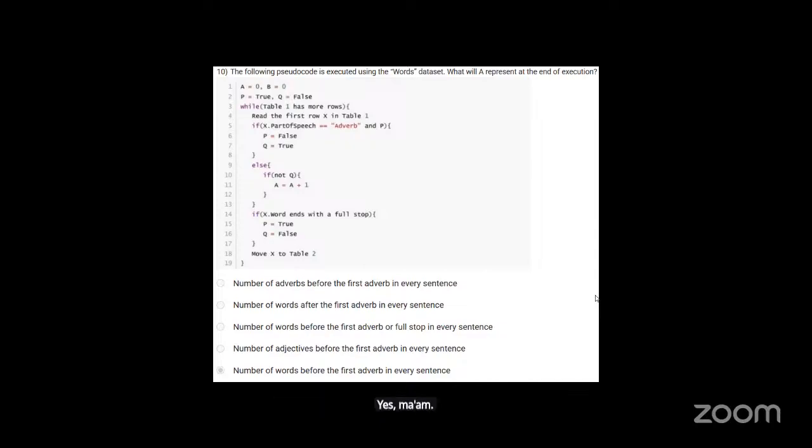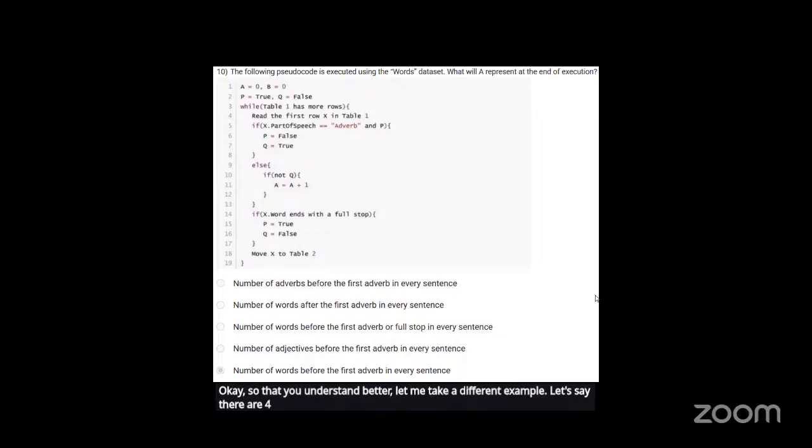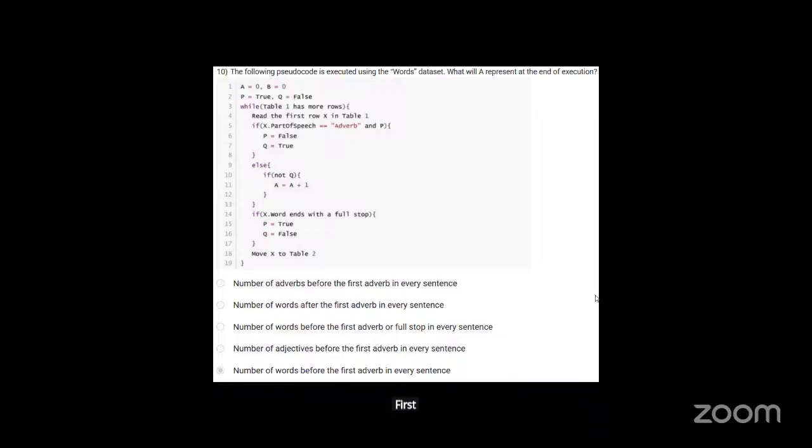Just think of it as I have taken an example. So that you understand better, let me take a different example. Let's say there are 4 words in my sentence. The first 2 words are nouns, then there is an adverb, then there is a verb. Now, starting the first iteration. P is true, Q is false. First if statement: part of speech is adverb? The first word is a noun. So the if statement is false, come to the else part. If not of Q, Q is initially false, so not of Q is true. So A is incremented by 1. A's value is now 1.